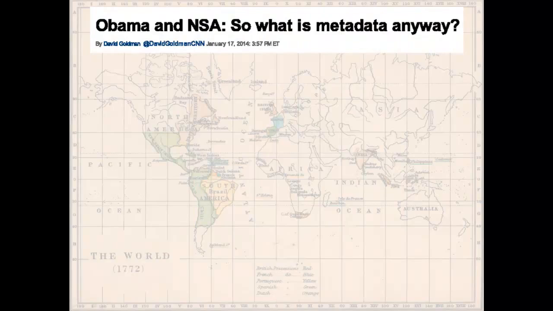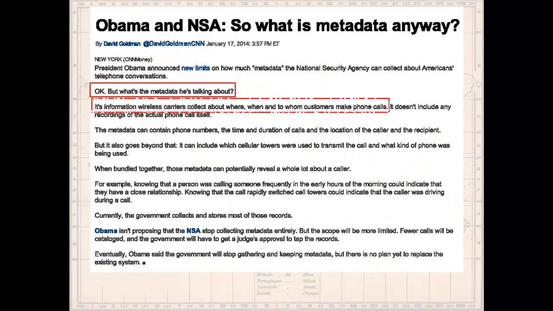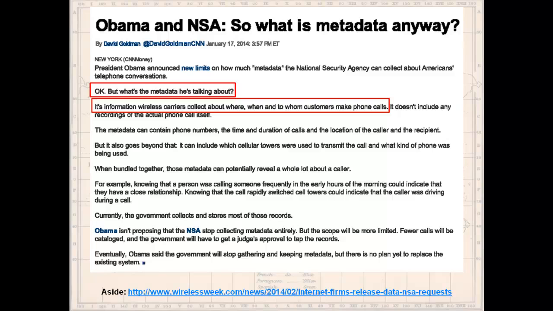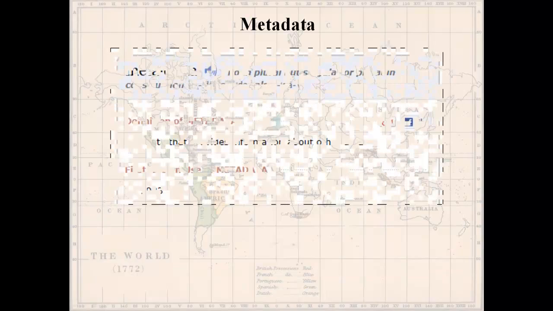This has been in the news a lot. Here's an article from early 2014 about the NSA. They were collecting the metadata on all the phone calls. What did the article say metadata was? Well, it's information carriers collect about where and when and to whom. So that's three of those six that Kipling used.